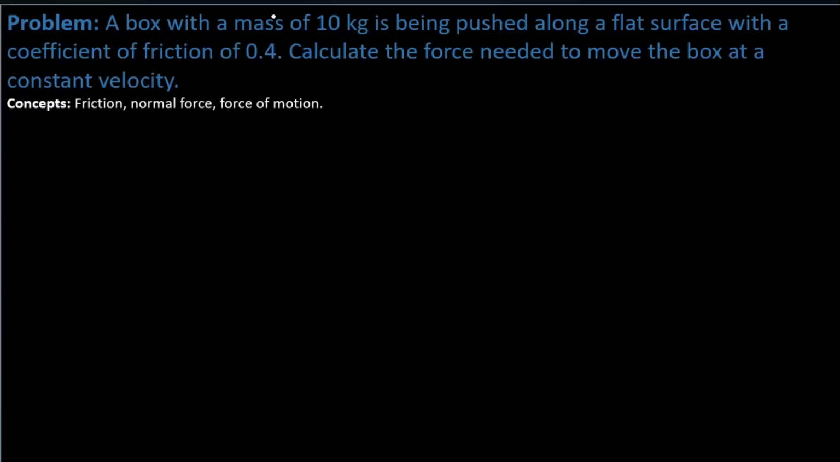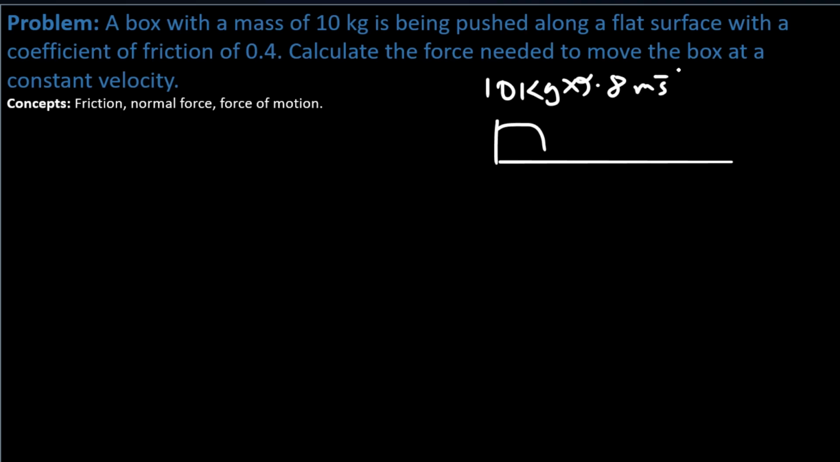So here today our first problem is: a box with a mass of 10 kg is being pushed along a flat surface with a coefficient of friction of 0.4. Calculate the force needed to move the box at a constant velocity. So here is a surface and the box is 10 kg. So 10 kg times 9.8 meters per second squared is the gravitational force.